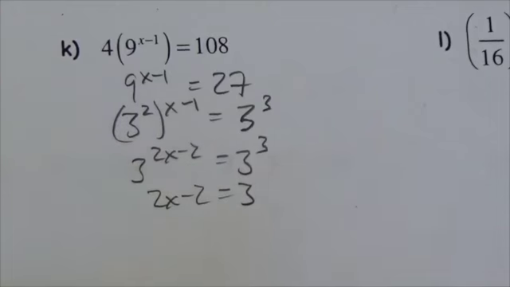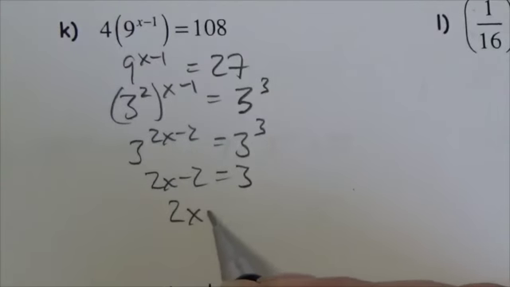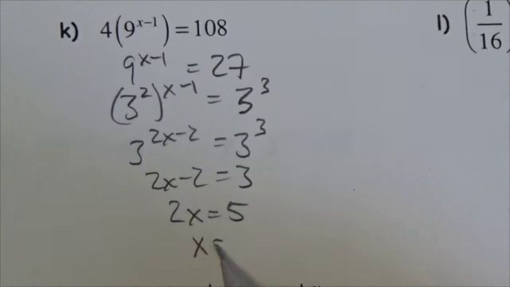Bring the 2 over, just add that 2 to both sides here. We'll get 2x is equal to 5, and then divide, x is equal to 5 halves. There's my solution.